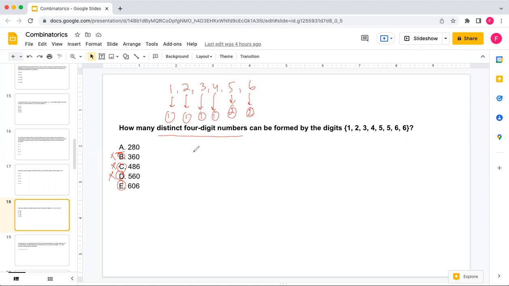First thing is, if all 4 digits are different. The next thing is, if 2 are the same and the rest are different.